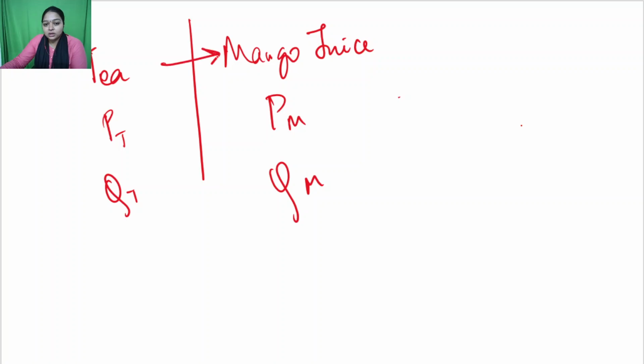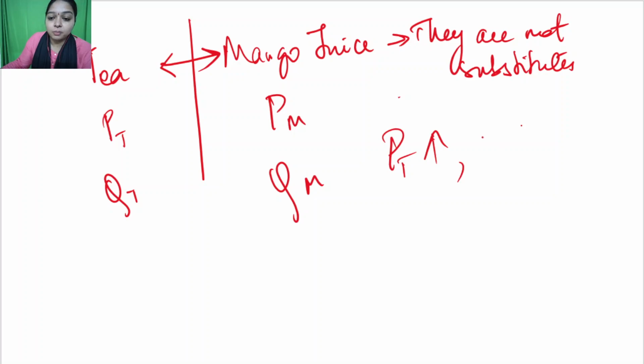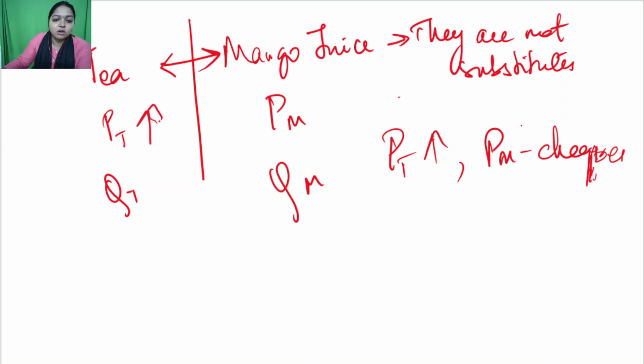Can I call tea and mango juice as substitutes? Are they substitutes? They are not substitutes, right? So if I tell price of tea has increased, price of mango juice has not increased, so price of mango juice is cheaper, you drink mango juice instead of tea. Will you agree? Are they good substitutes? They are not good substitutes. So even if price of tea has increased, there is no effect on quantity of tea because mango juice and tea are not substitutes.